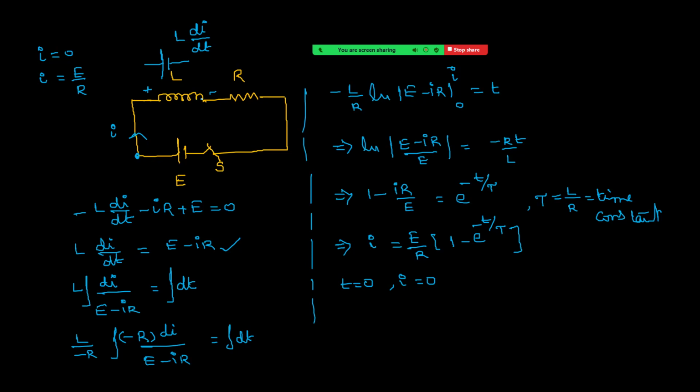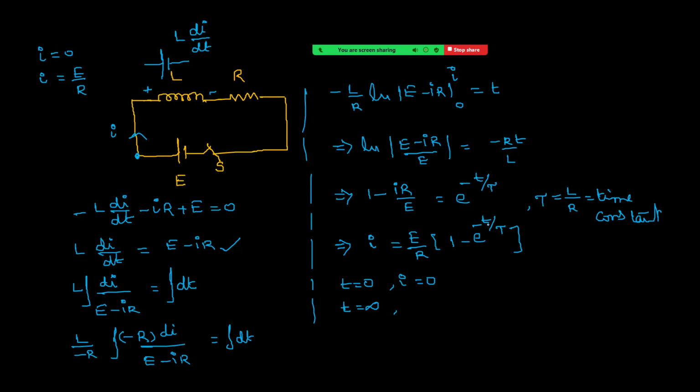If the circuit is open, what happens? If you remove this and nothing is present in this gap, then current cannot flow. That means initially you can take the inductor as an insulator. That means no current flows.